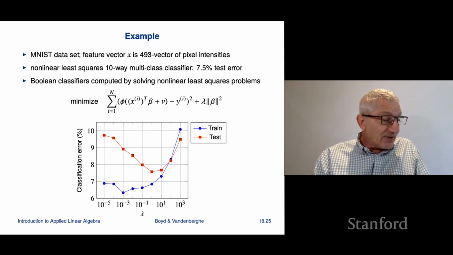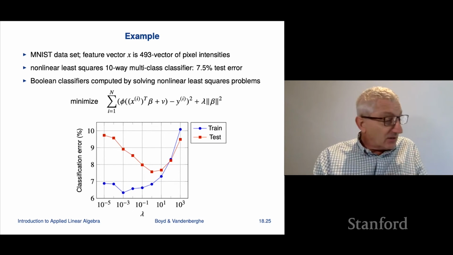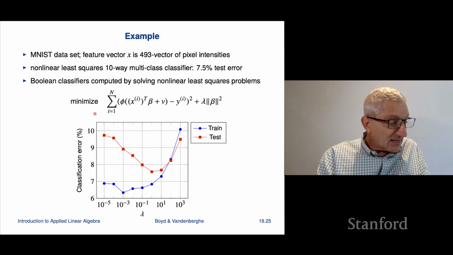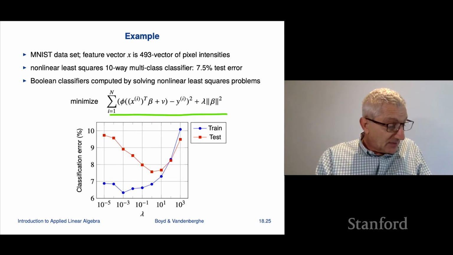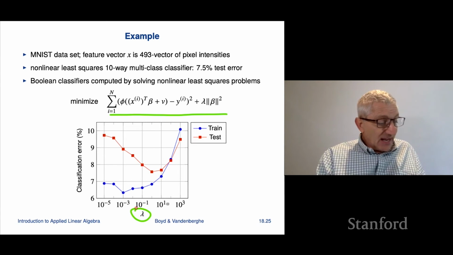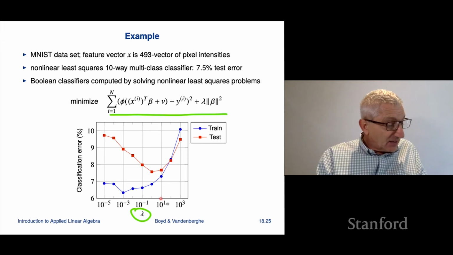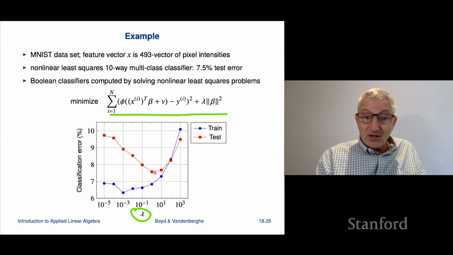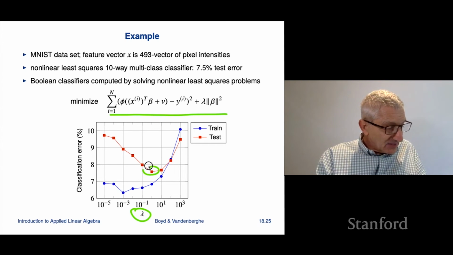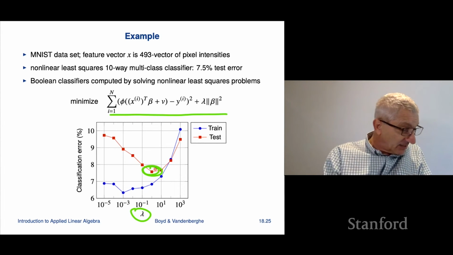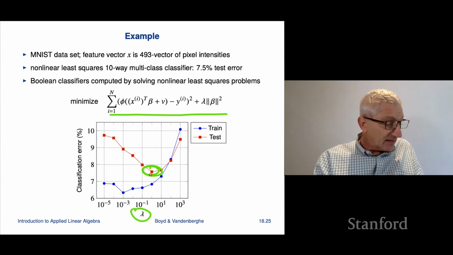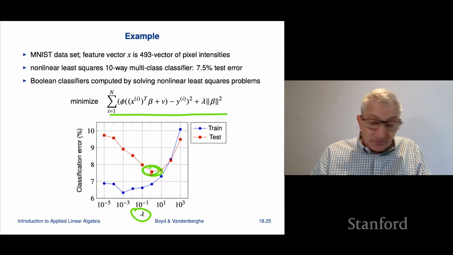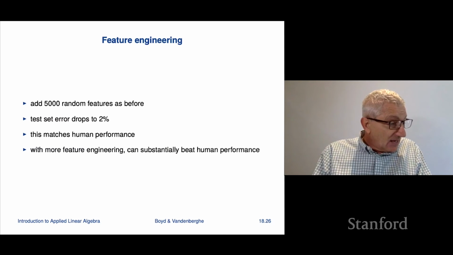The Boolean classifiers are computed by solving this nonlinear least squares problem, right? Which says minimize this, and we take phi to be a sigmoid here. Here we have regularization, and sure enough, as lambda gets bigger, we improve on our test error, so we should take lambda somewhere in this region right here. We could take it to be, I don't know, 0.3, 0.5, something like that, somewhere in that range. So that's how that works.